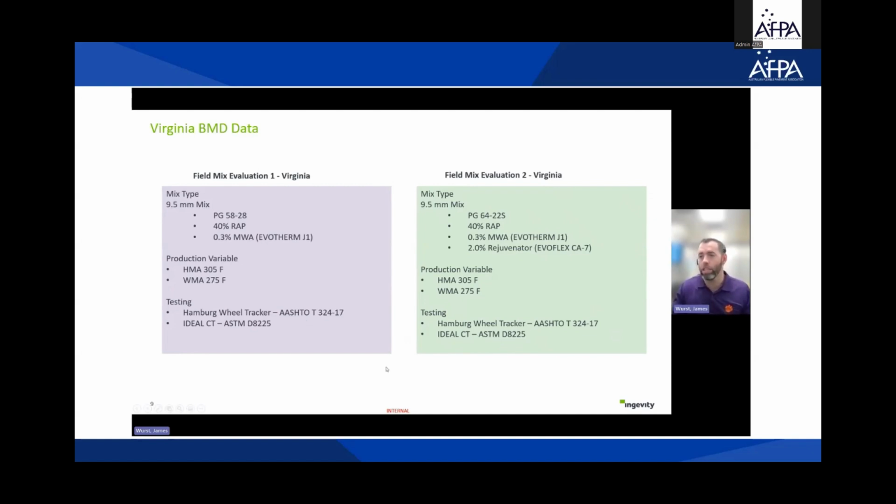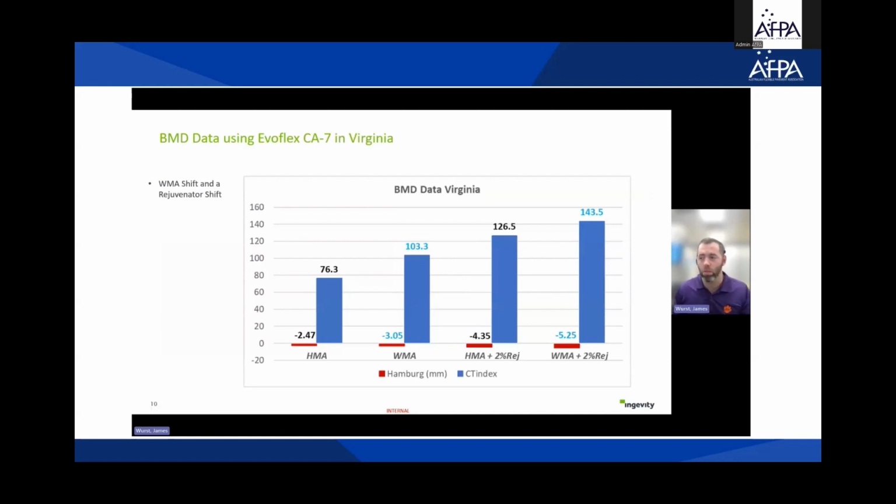So we see here the next chart shows us 2 parameters. In red, you have your Hamburg, your rutting parameter, and in blue, you have your CT index. So you can see the rutting as we soften these mixes with a combination of reduced temperature with warm mix and increased rejuvenator. We see the rutting go up a little bit, but this is really not a very rut prone mix. So 2.5 millimeters to 5 millimeters is insignificant in the rutting performance.